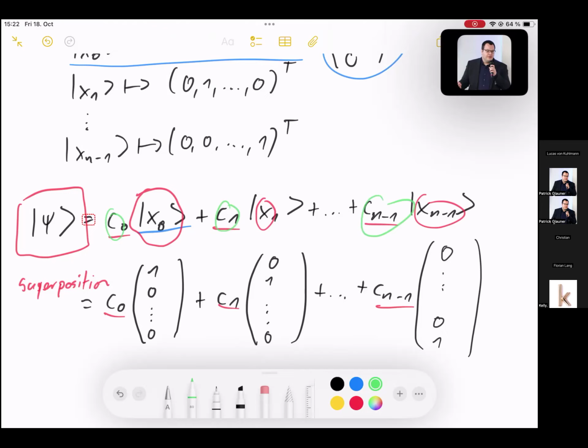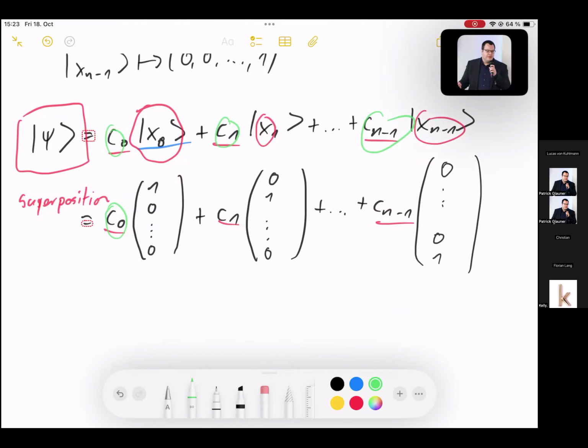But as a superposition, we don't know for certain where the particle is. The particle is simply somewhere in one of these positions with a certain proportion, and these are sometimes called amplitudes. So these c0, c1, and so forth, we sometimes call them complex amplitudes.